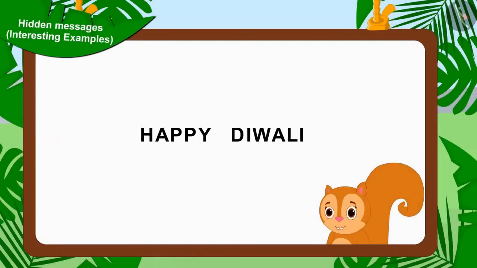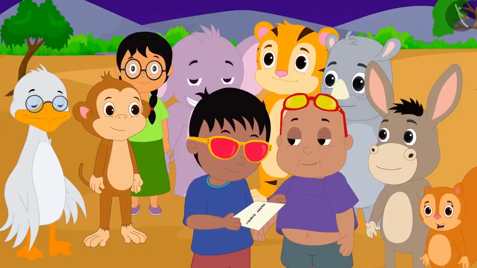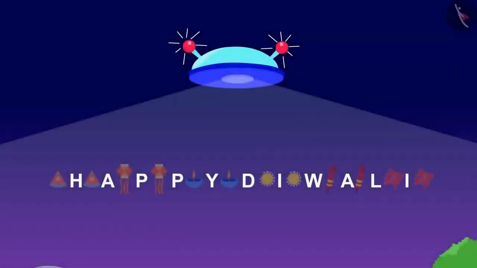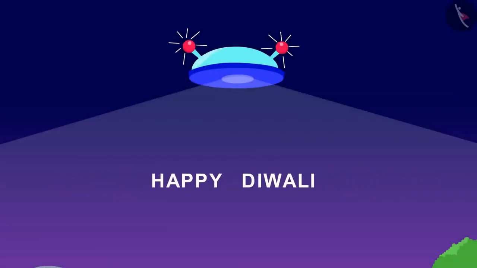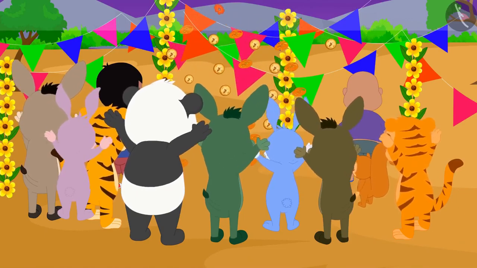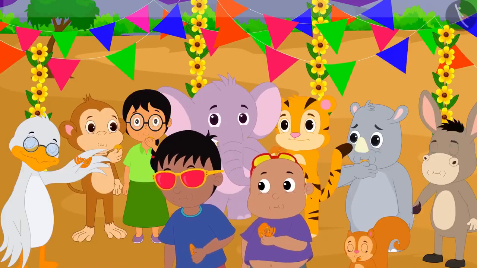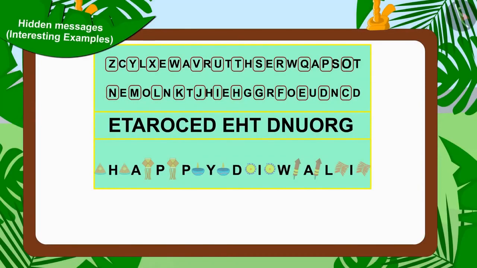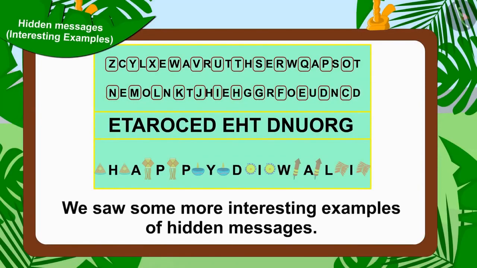Chanda solved Jeeves' hidden message by writing all the alphabets together in this way and shouted out the message to all the villagers. Happy Diwali! As soon as Chanda solved that message, a lot of delicious sweets started raining from the sky. All the villagers ate the sweets with great pleasure. Children, in this video, we saw some more interesting examples of hidden messages.